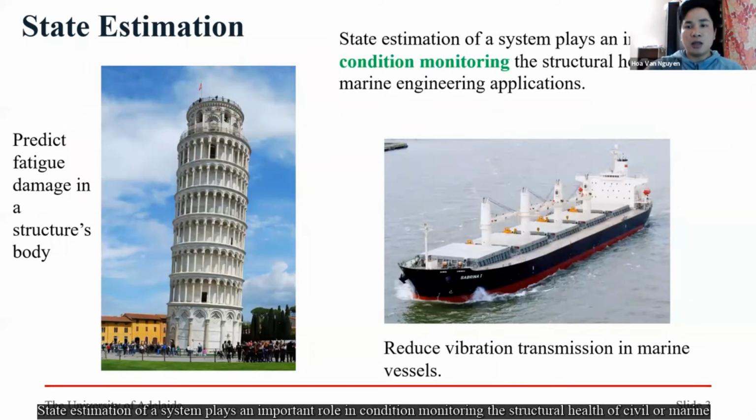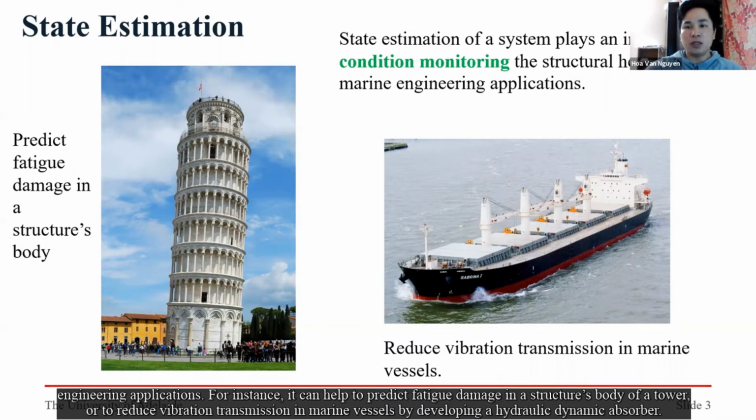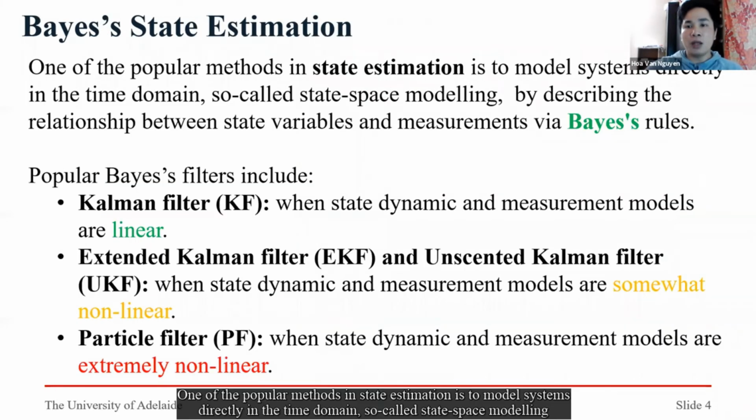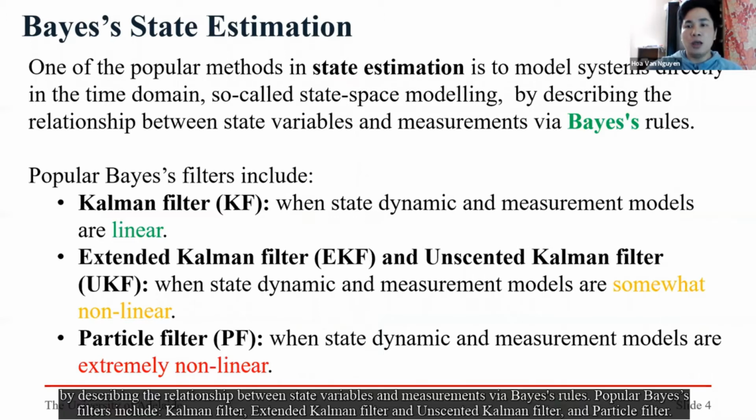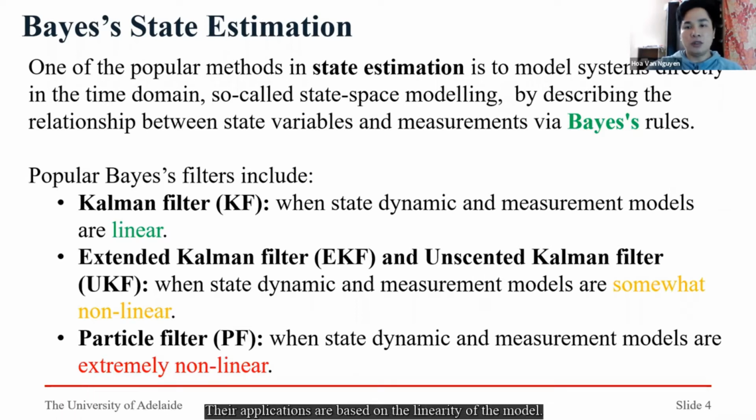State estimation of a system plays an important role in condition monitoring the structural health of civil or marine engineering applications. For instance, it can help to predict fatigue damage in a structural body of a tower or to reduce vibration transmission in marine vessels by developing a hydraulic dynamic observer. One of the popular methods in state estimation is to model systems directly in state space, so-called state space modeling, by describing the relationship between state variables and measurements using Bayesian-based rules. Popular Bayesian filters include the Kalman filter, extended Kalman filter, or particle filter. Their applications are based on the linearity of the model.